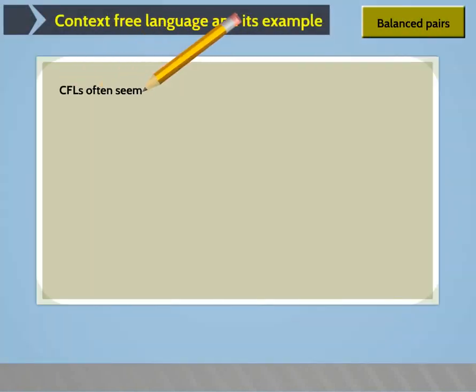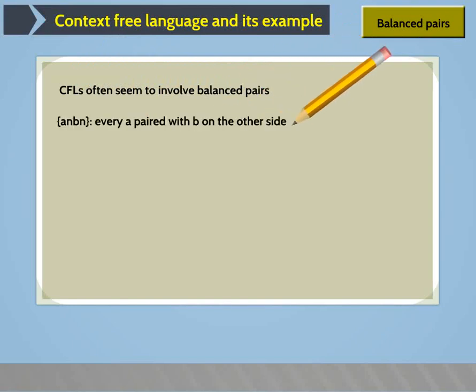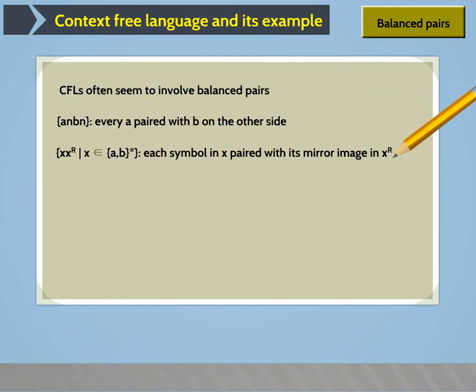Balanced pairs. CFLs often seem to involve balanced pairs. a^n b^n: every a is paired with a b on the other side. x x^R, or x an element of {a,b}*: each symbol in x is paired with its mirror image in x^R.